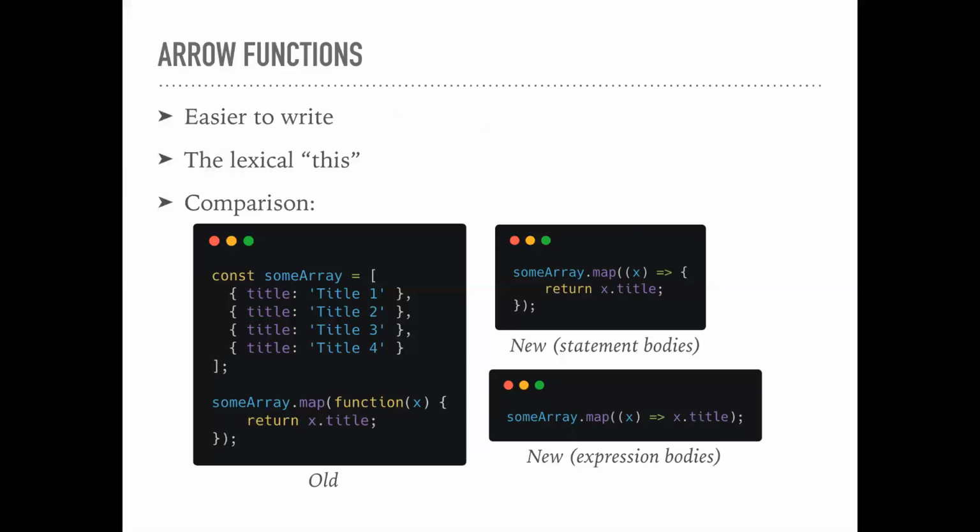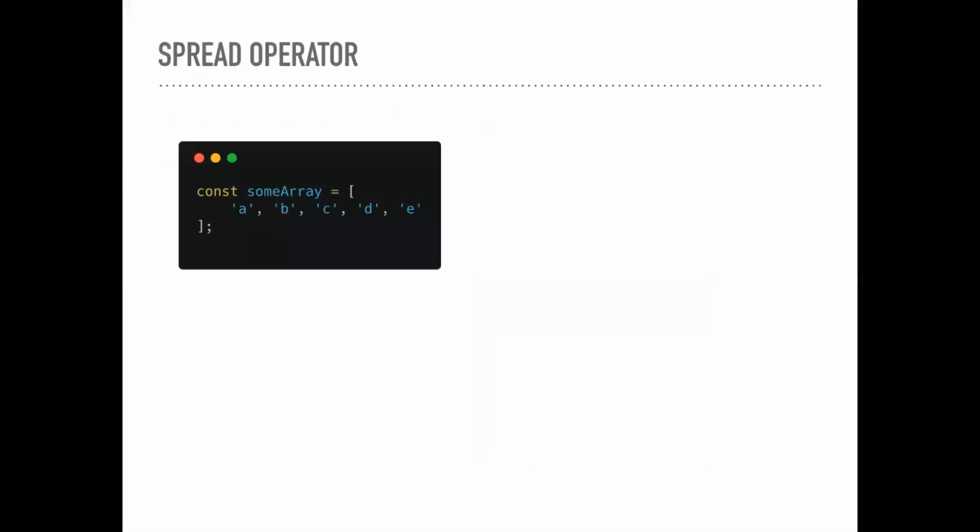Okay. Does this make sense? Syntax-wise. Nicer, right? Cleaner code. Now the spread operator. Let's say we have this array. A, B, C, D, E, F, G, blah, blah, blah.